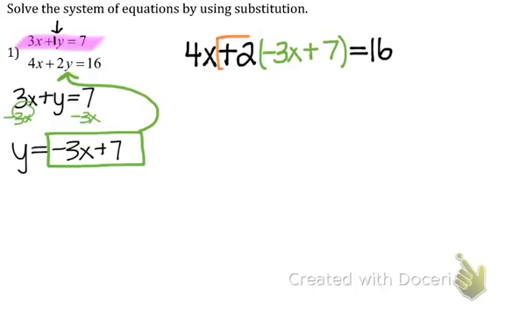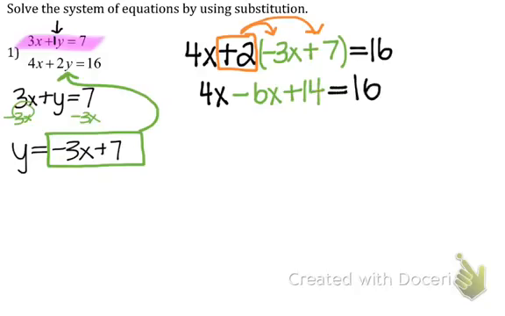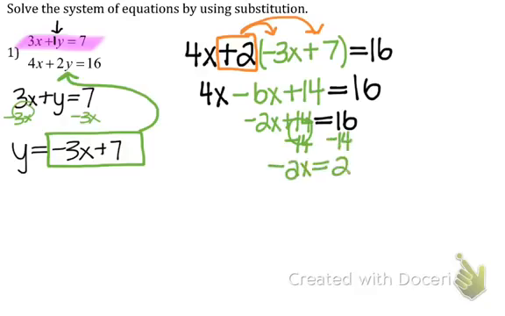Now let's combine like terms, distributive property first. So I have 4x minus 6x plus 14 is equal to 16. 4x and 6x are like terms, which combine to be negative 2x plus 14 is equal to 16. I'm going to subtract 14 from the left, subtract 14 from the right, so I am left with negative 2x is equal to positive 2. And finally, I'm going to divide by negative 2 on the left, divide by negative 2 on the right, so x is equal to negative 1.